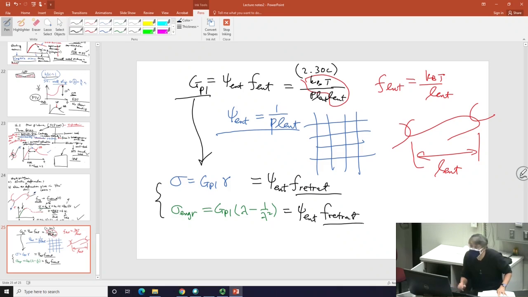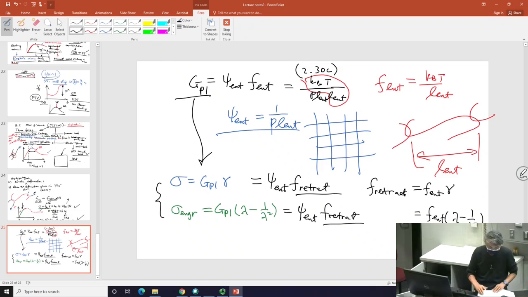This is the force we're talking about, molecular retraction force. What is it? It is the elemental force. F_ENT, where ENT stands for entanglement, times gamma, or times lambda minus 1 over lambda squared. Okay. We're almost there.